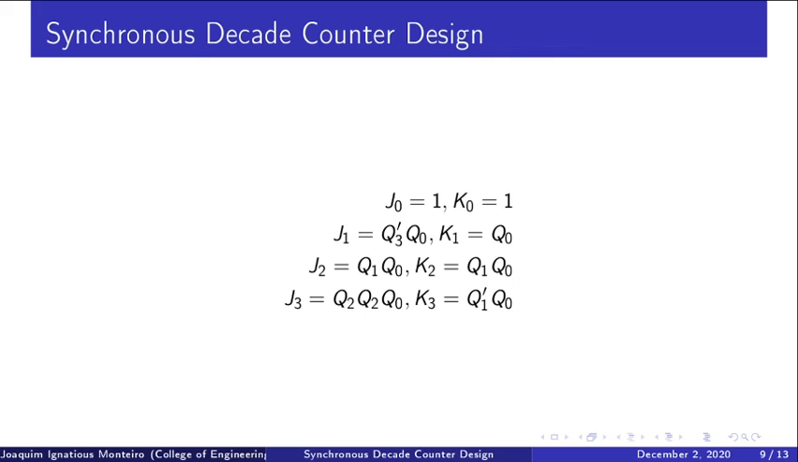So this is the summary of whatever we have done. J1 is still written incorrectly. J3, K3 is Q0, that is what I'll just correct.